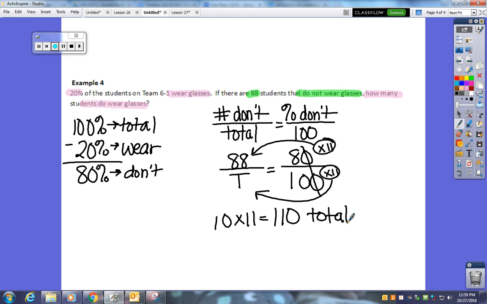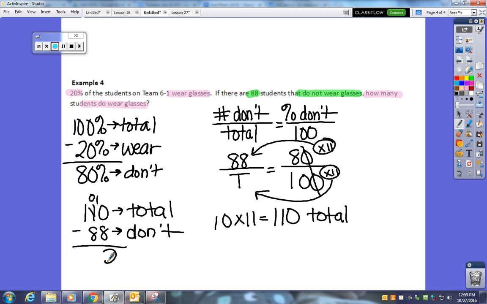We weren't looking for the number of students on Team 1, however. We were looking for the number that do wear glasses. So we can take our total, subtract the number that don't wear glasses, and what we will be left with is the number that do wear glasses. And that would be 22.